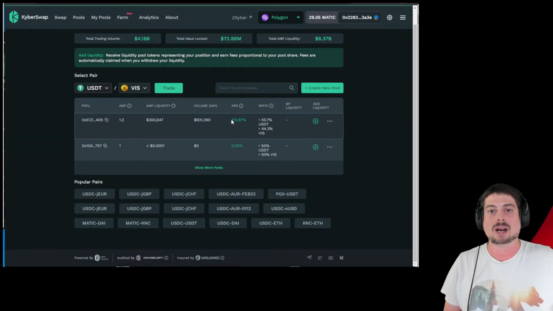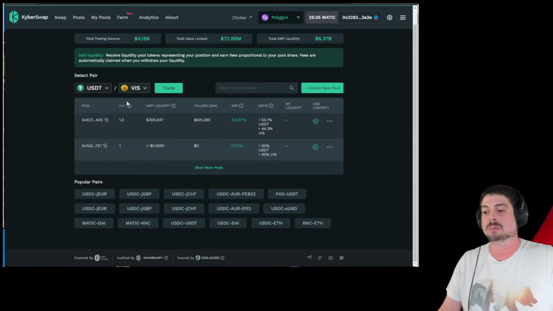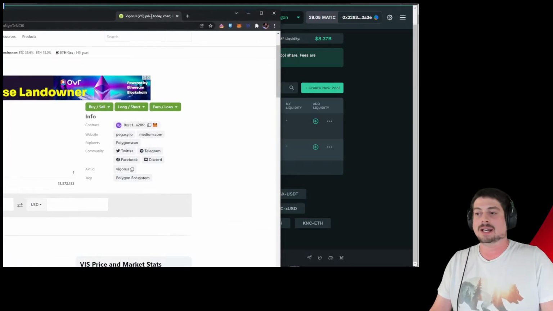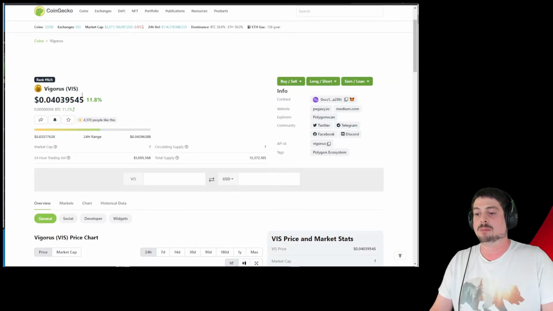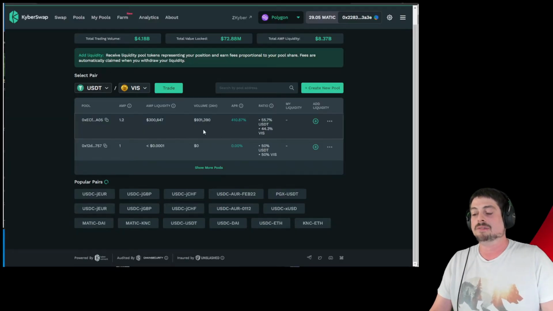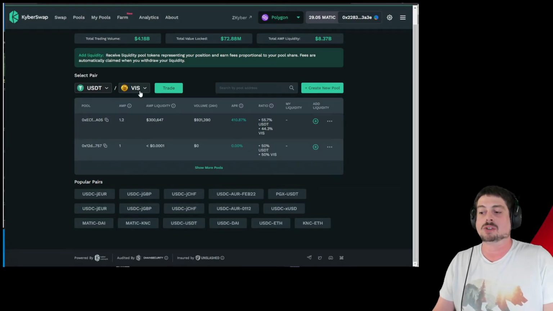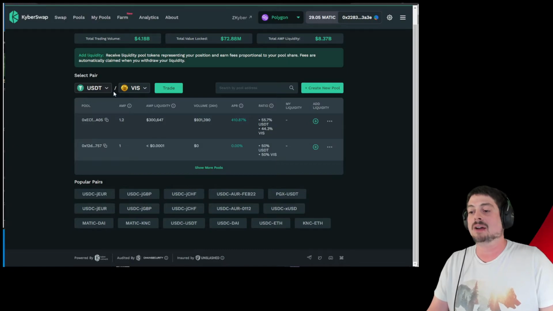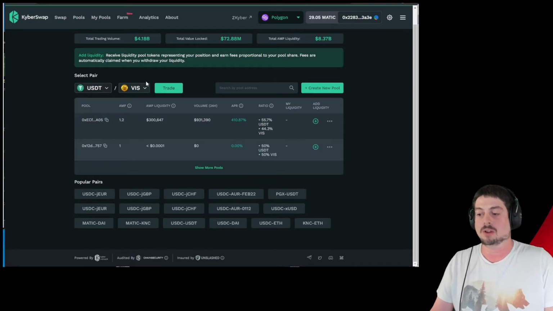Some things you need to be aware of are impermanent loss. Because you are entering a liquidity pool, if Viz were to tank, and right now Viz is up to 4 cents, up almost 12% today, we would get hurt even more than if we just held Viz alone. As Viz was going down, we would be buying it with the USDT we put in the pool, so we would actually hold more Viz. We'd be buying on the way down.